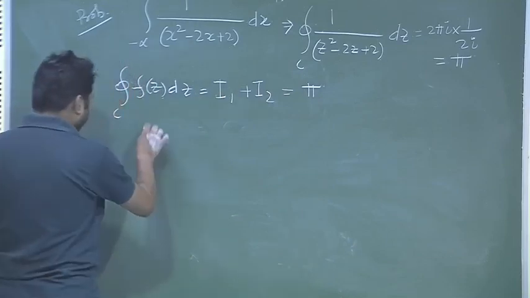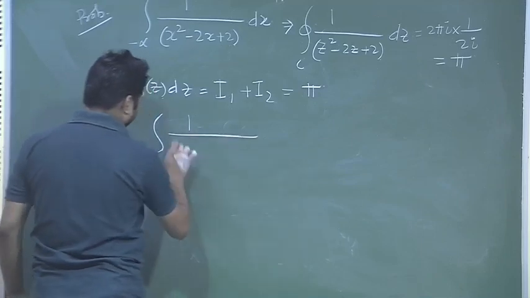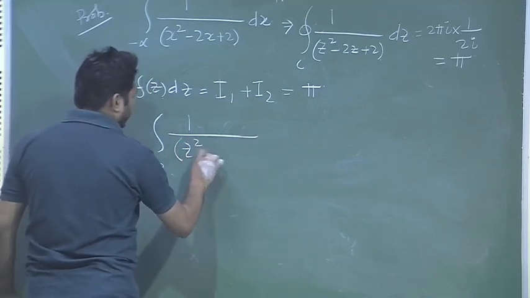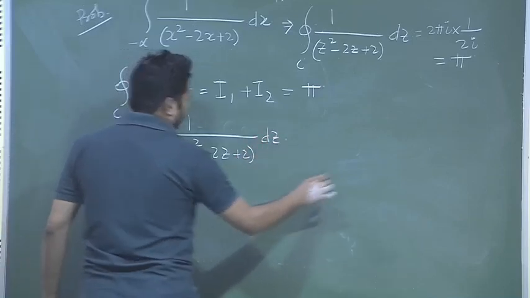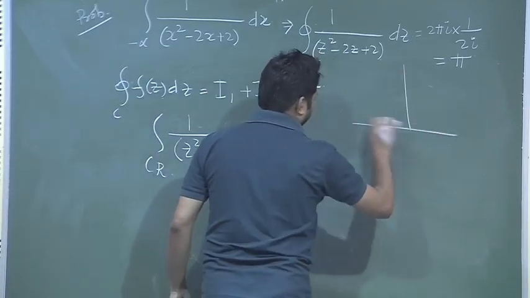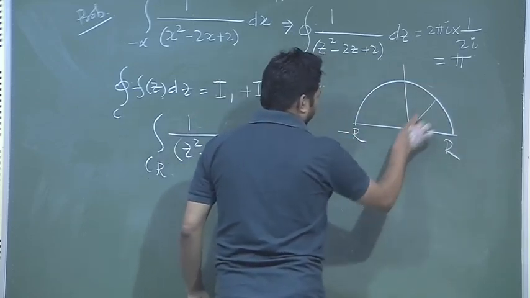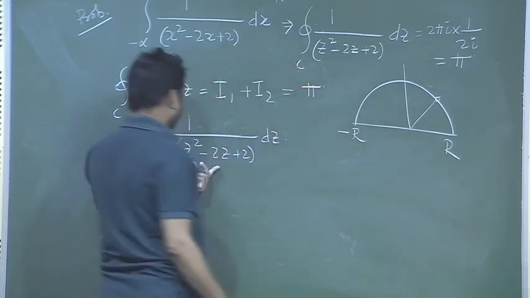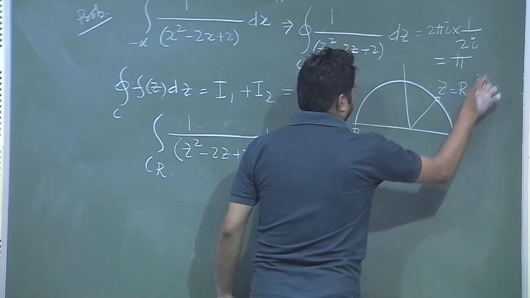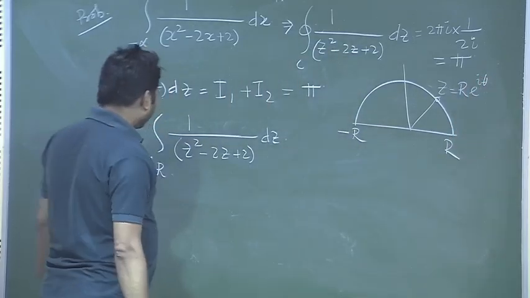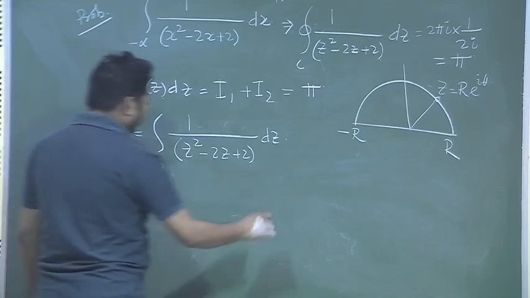So, the integration over CR, if I put this value here, will be dz divided by z square minus 2 of z plus 2. The contour once again is something like this, this is minus r, this is r. This point is my z point here. So, z is r e to the power of I theta.